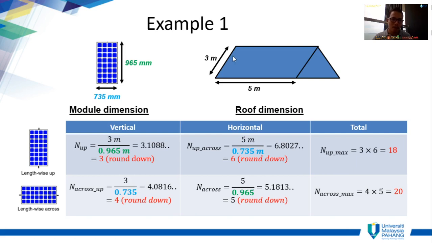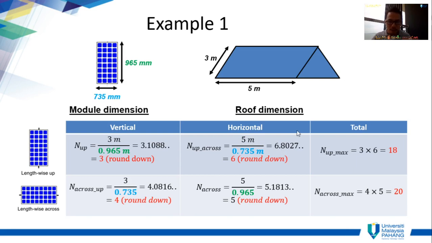So when you round it down, you're going to have 3 modules, which will be fitted in the space of the roof. Okay? You will not exceed the original size of the roof. That is why we round it down. Okay, same case with the horizontal part also. The length of the roof is 5 meters and the width of the module is 735 millimeters, which is 0.735, and you're going to get 6.8027, and you round it down, becomes 6.